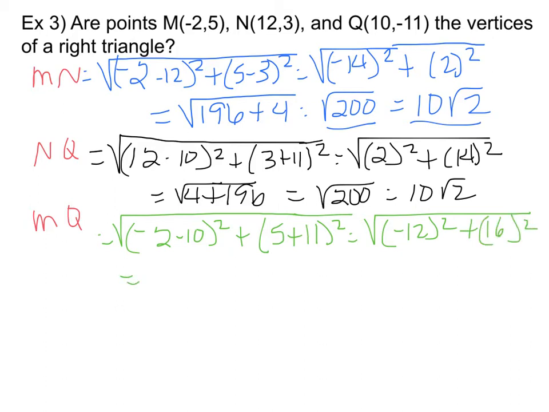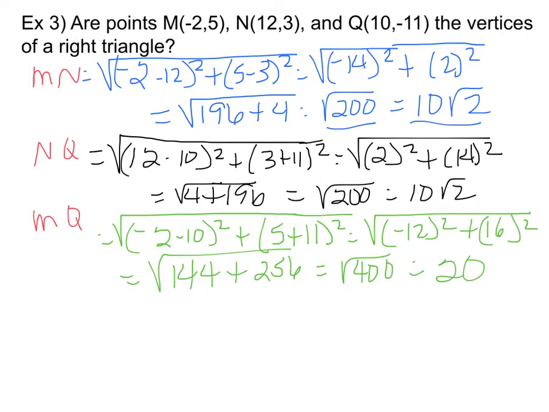So let's work this out. Negative 12 squared is going to end up being a positive 144. 16 squared is 256. So if I get 144 plus 256 is 400, that can break down to a 20. Awesome. Cool. Now, I've done all of my work and I know my different side lengths. I've got 10 square roots of 2, 10 square roots of 2, and 20.